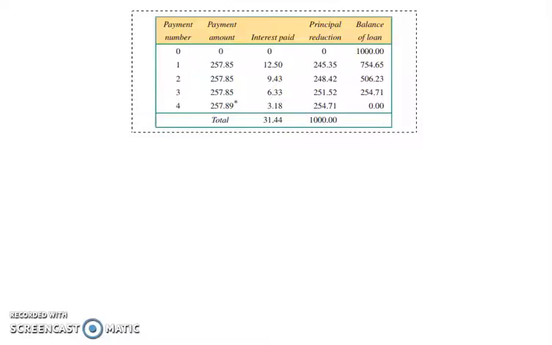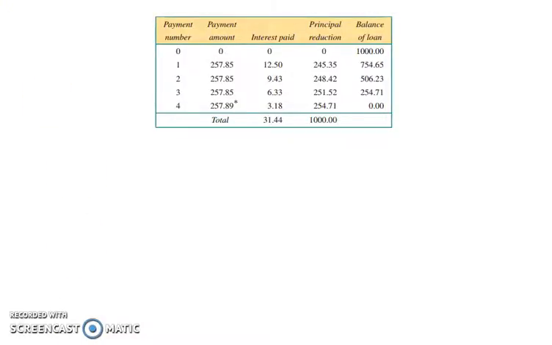Hi there, here's just a quick little visual on how to work through a reducing balance loan if it's given in a table like this. It can be quite confusing looking at all this information that is supplied here. However, it's not too bad if you can visualize it.